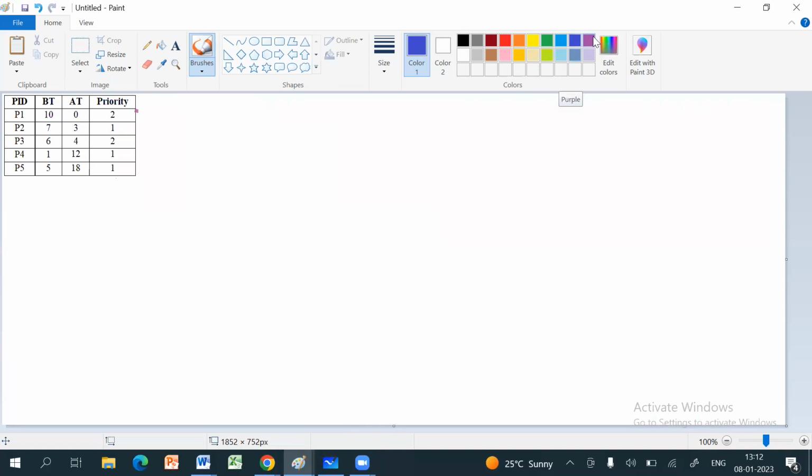So we are right now in SRTF, which is a preemptive version of your SJF. SJF stands for shortest job first, whereas SRTF stands for shortest remaining time first, which is quite similar to shortest job first, but with interrupts in between. So let's draw the Gantt chart for SRTF first.